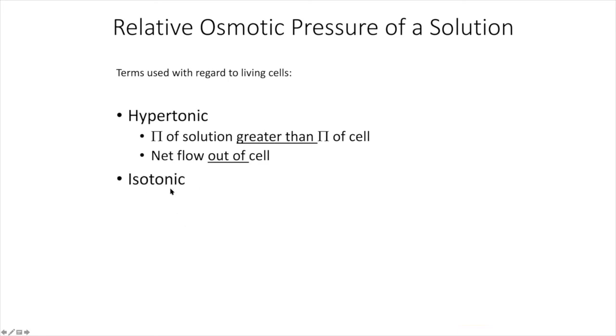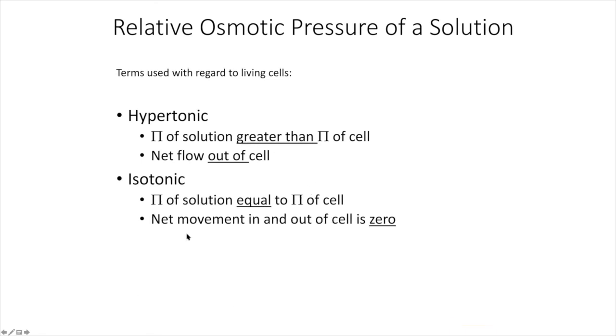So the sweet spot where you want it to be is the term isotonic, right? And that's where the two osmotic pressures are equal. So the osmotic pressure of the solution is equal to that of the cell, and so there's just no net movement in and out of the cell. The net movement in and out of the cell is zero. There's going to be water moving through the cell membrane, out of the cell, back into the cell. That's just natural. But the net movement overall, there's not going to be a gain or loss of the amount of water in the cell.